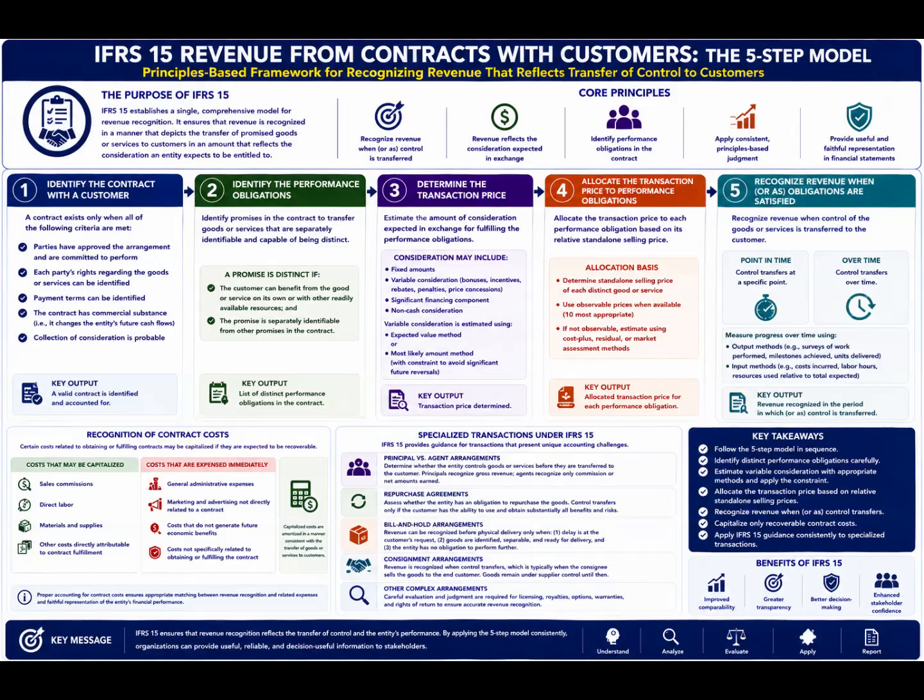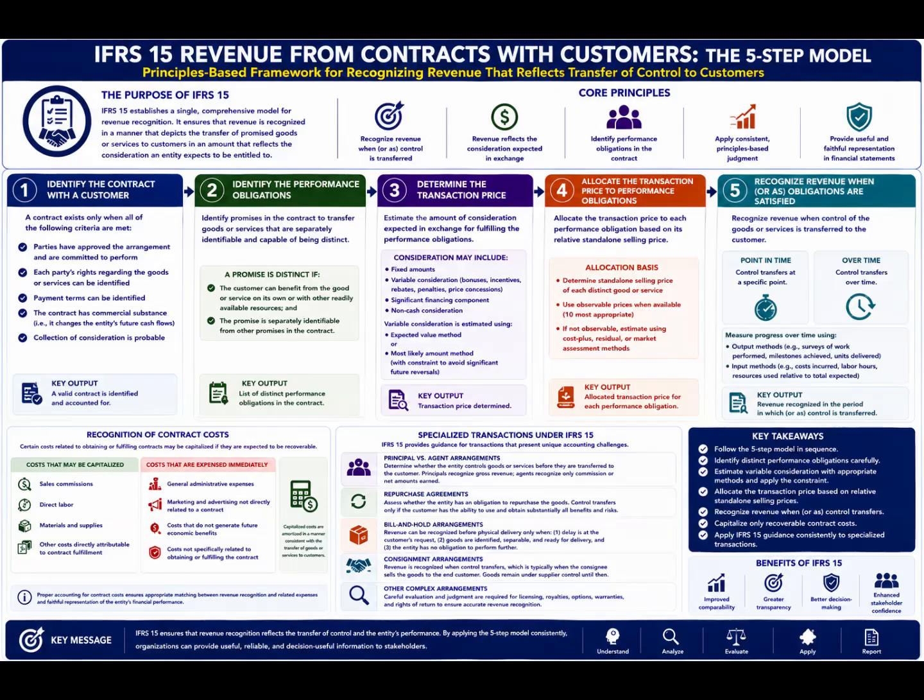The first stage of the IFRS 15 model involves identifying the contract with a customer. A contract exists only when parties have approved the arrangement, each party's rights and payment terms can be identified, the contract has commercial substance, and collection of consideration is probable. Once a valid contract is identified, entities must determine the distinct performance obligations within the agreement.